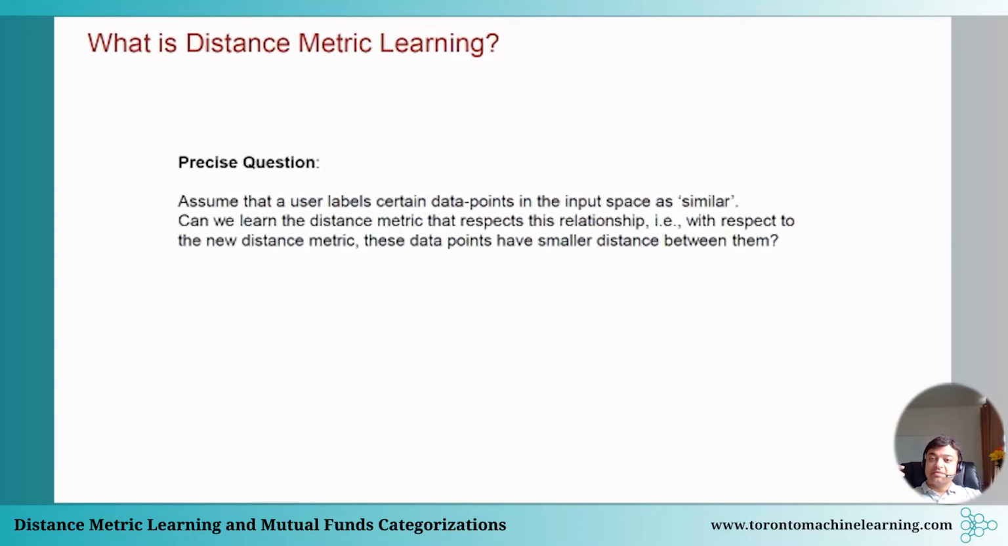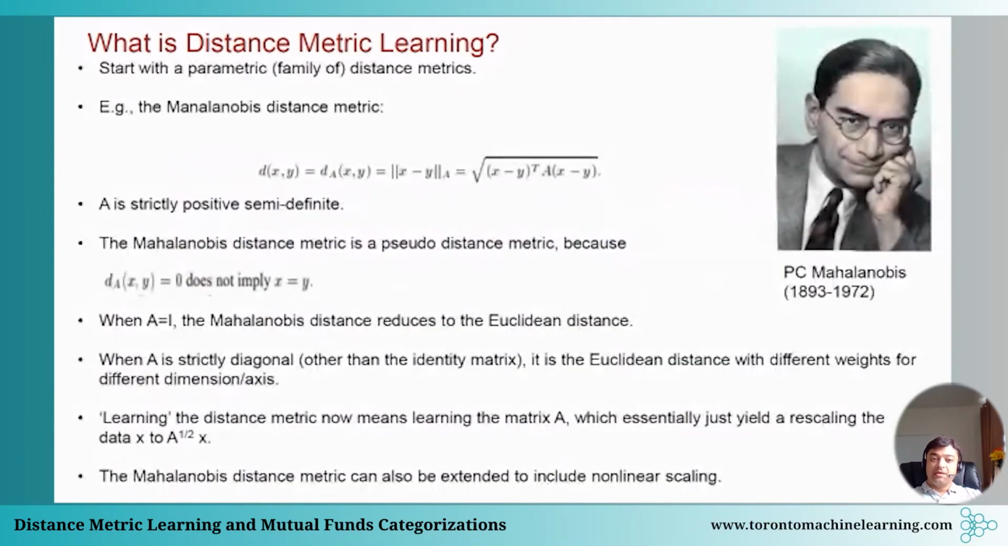In other words, in this new distance metric, the two data points which have the same category should be close to each other, and the two data points or two mutual funds which have different categories should be far from each other. Can I come up with that kind of distance metric that respects this relationship? That's the question.